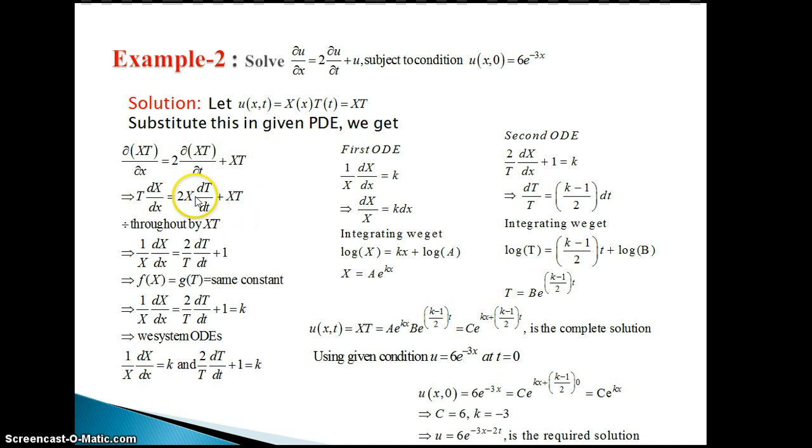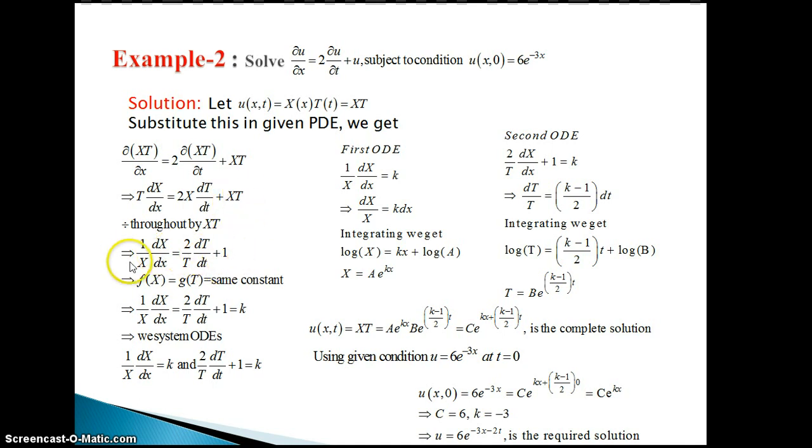So we get this. Then bring all x terms and t terms towards the left and right hand sides. To do that, I'll just divide throughout by xt. So the left hand side becomes 1 by X dX/dx, because t gets cancelled here. In the right hand side, X gets cancelled, so we get 2 by T dT/dt, plus in the last term, xt gets cancelled, it is just 1.